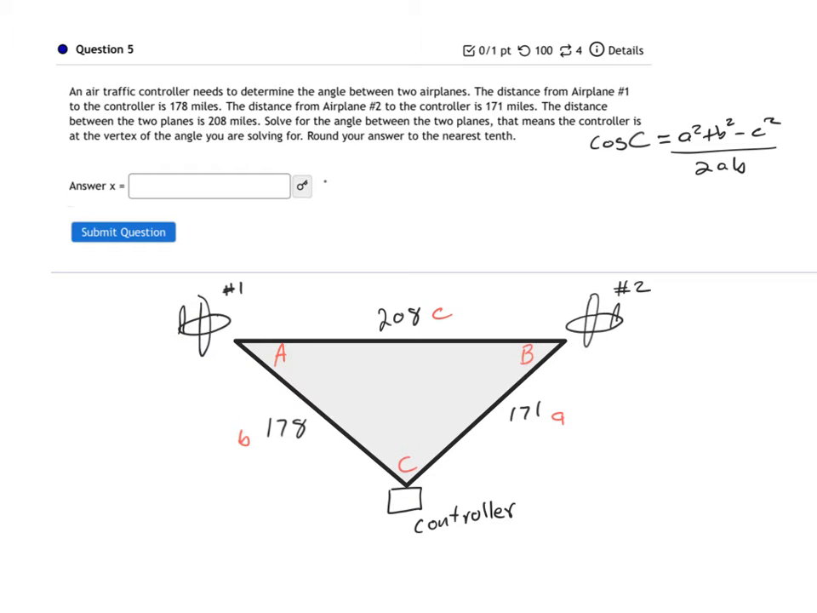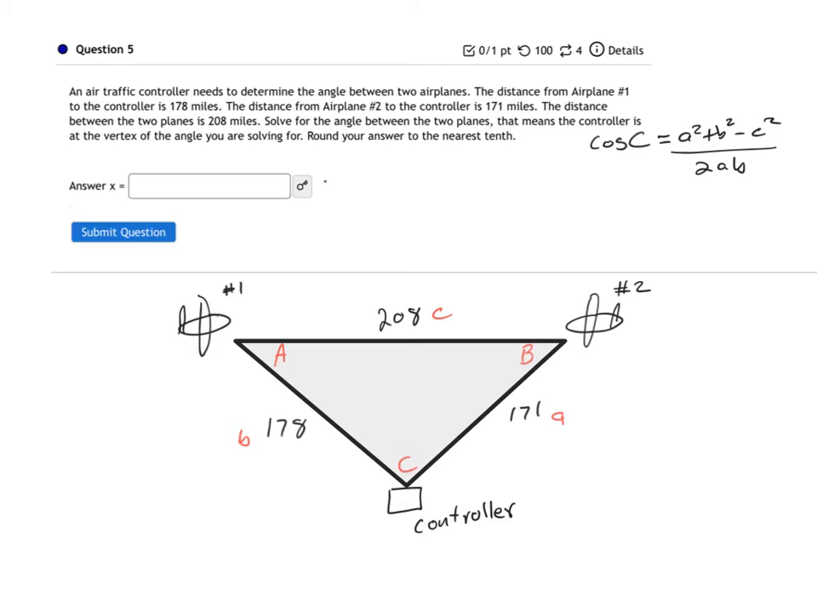Okay, this is question number 4 on the applications of trig assignment, which is homework number 4, and this is question number 5. An air traffic controller needs to determine the angle between the two planes. Since the distance from plane 1 to the controller is 178, the distance from airplane 2 to the controller is 171, the distance between the two planes is 208 miles. Solve for the angle between the two planes.